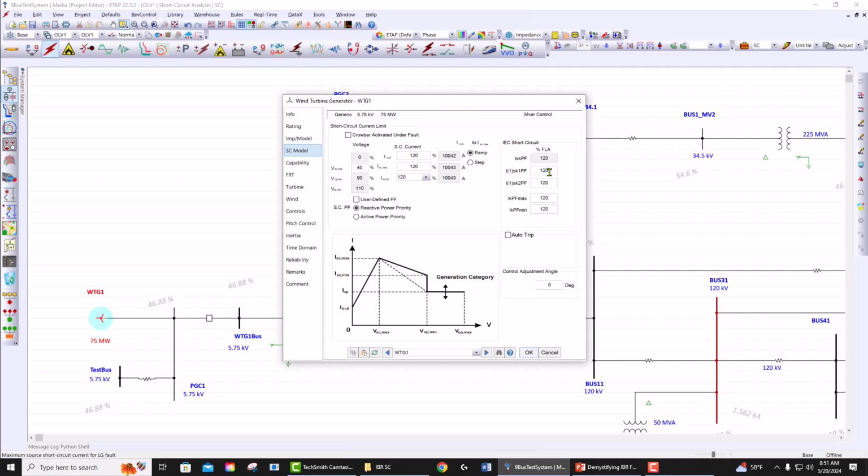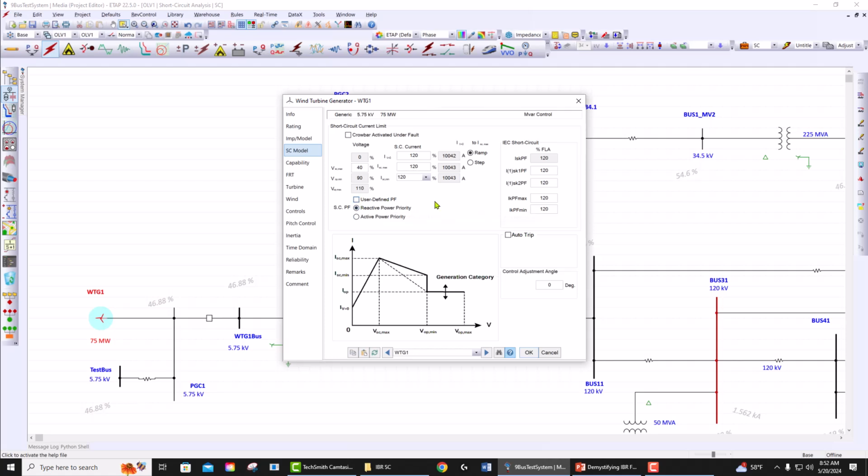Sometimes the vendor does not provide this information for different fault types. So in this case, you put all the same value to get the maximum possible current, to get a more conservative result. The second important factor in the short circuit current is the power factor priority.